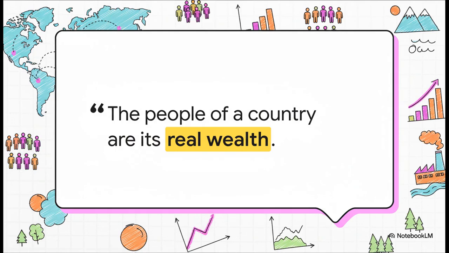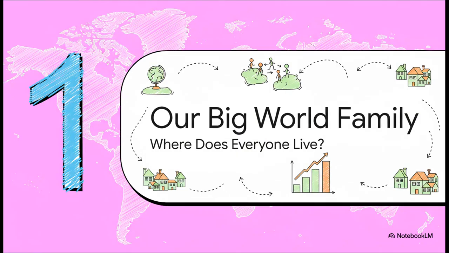All right, first things first. Let's really understand the heart of this chapter with this one powerful idea. A country's real wealth, it's not gold, not diamonds, not those fancy buildings. The real treasure, it's the people. It's you, it's me, it's all of us. We are the ones who make everything happen. So you see, this chapter, it's actually a story about us. Okay, so let's jump right in.